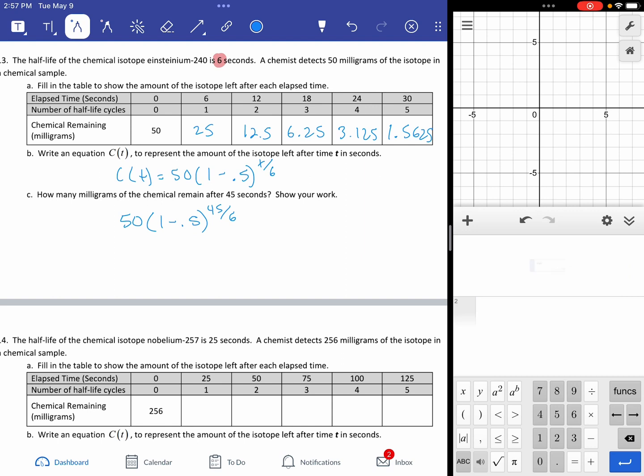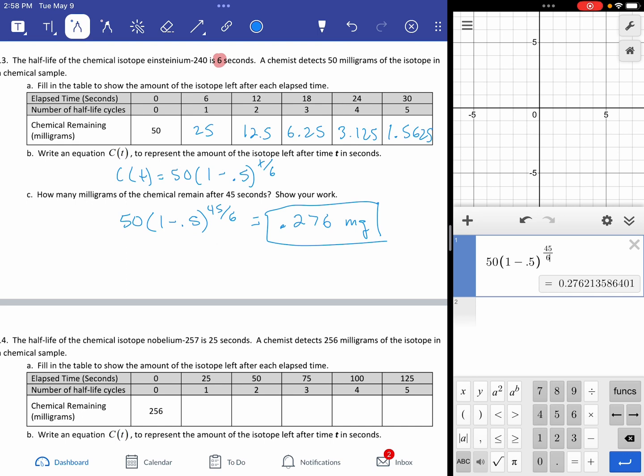So in our calculators, we do 50 times 1 minus 0.5 to the 45 divided by 6. So our value is 0.276 milligrams. Okay, there we go.